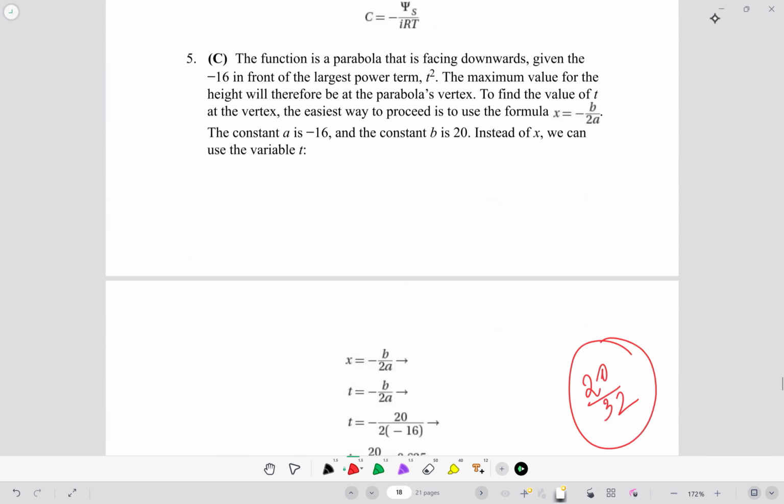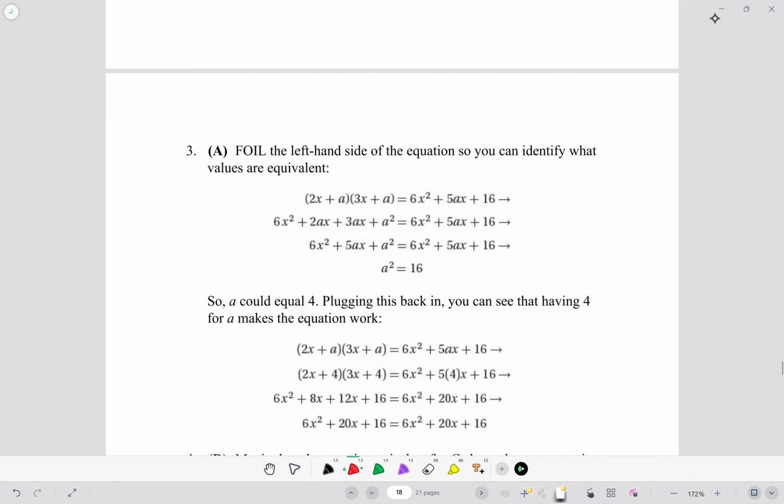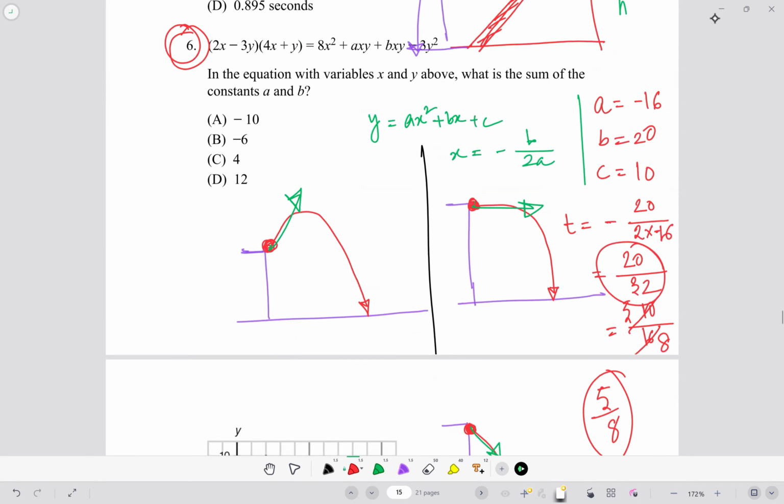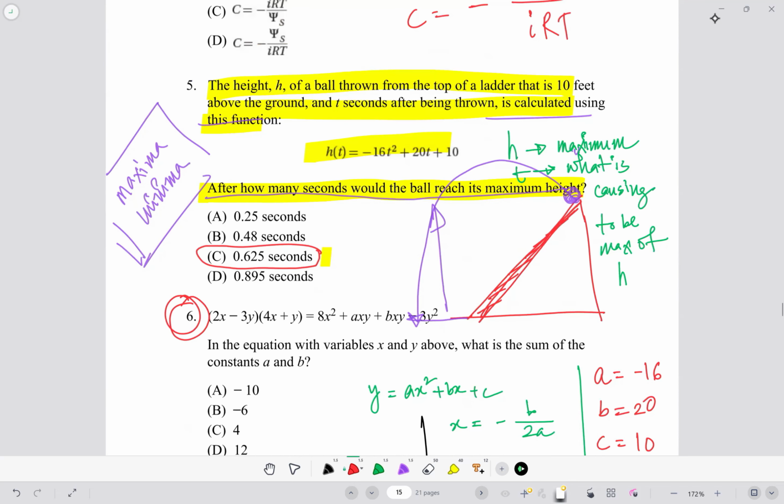20 divided by 32, yeah. You just need to change it into decimal points. They're just giving you the answer in decimal points, so you definitely need to convert it.